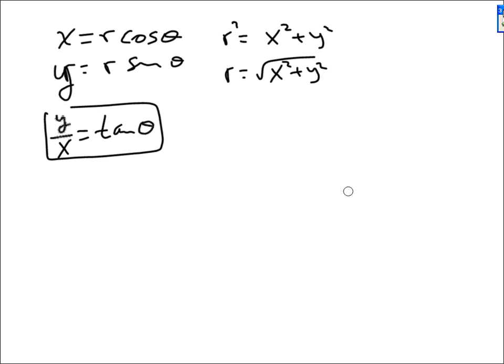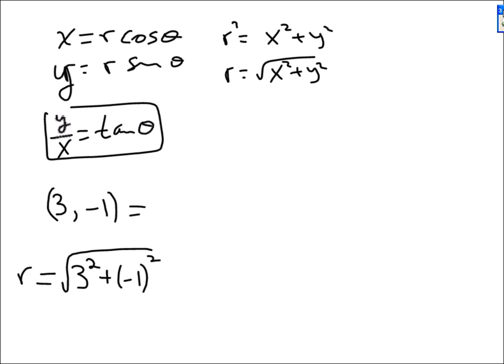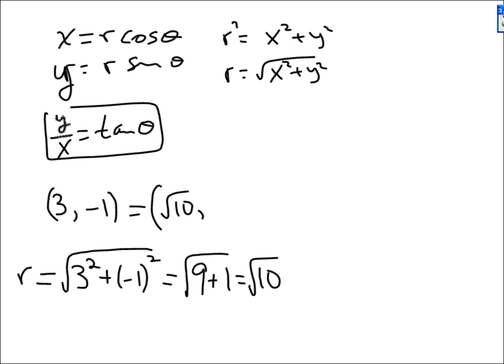Give you a rectangular point and ask you to convert it to polar. How about (3, -1)? We can find r easily. It's the square root of x squared plus y squared. 3 squared plus (-1) squared is 10. It's the square root of 10. Okay? So now I know r. It's the square root of 10.